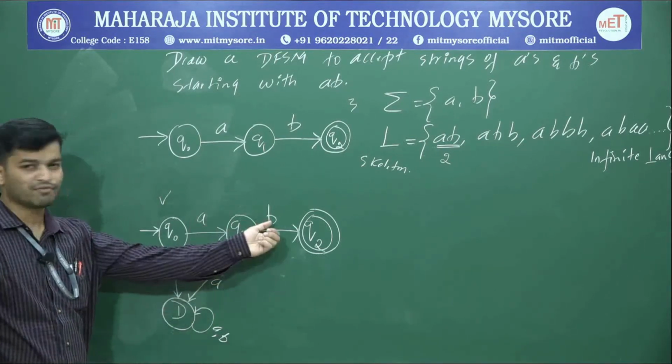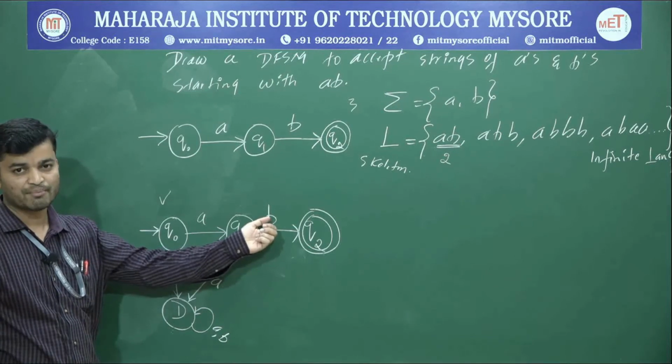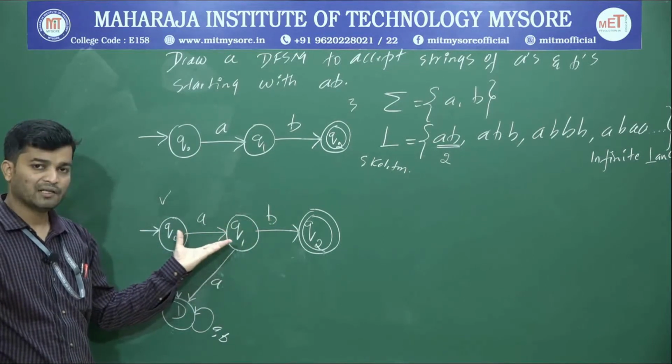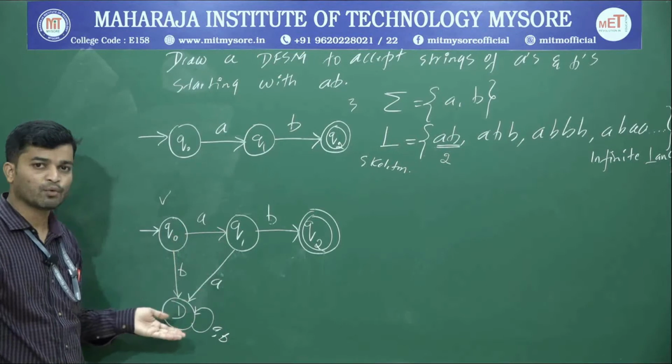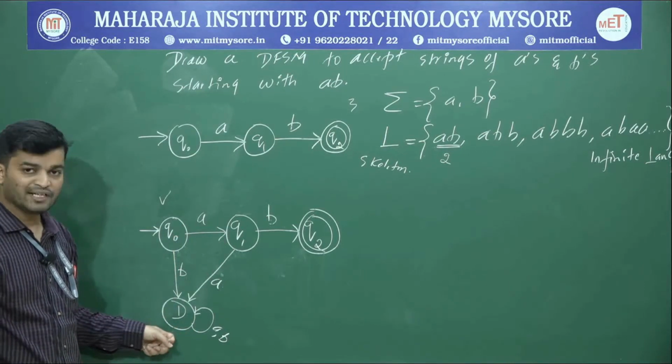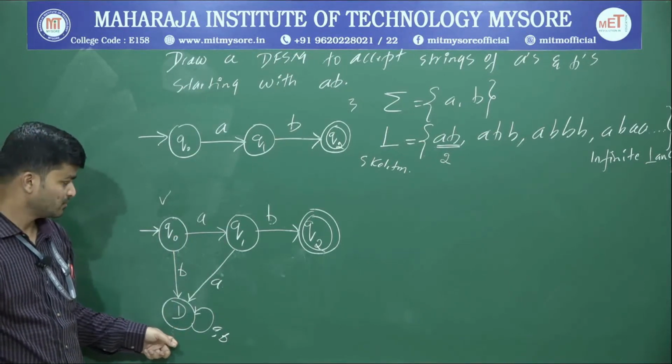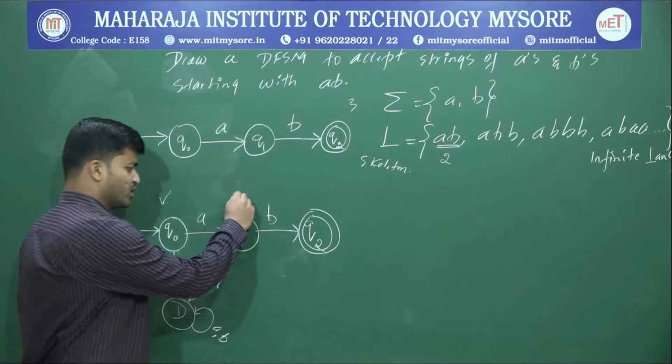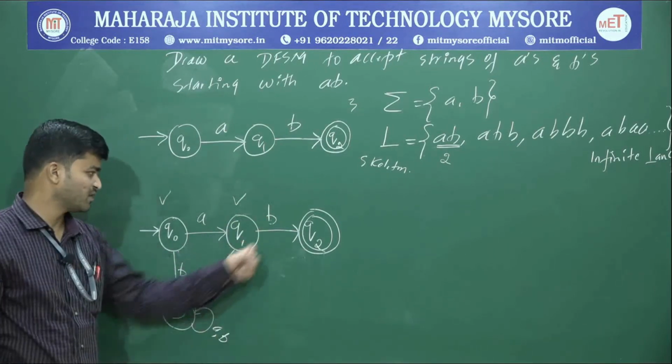Just remember, it should start with AB. Therefore, I should not disturb that AB. Whatever the other inputs, they should be connected to the dead state.